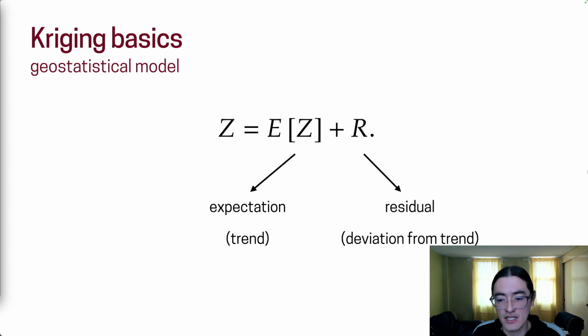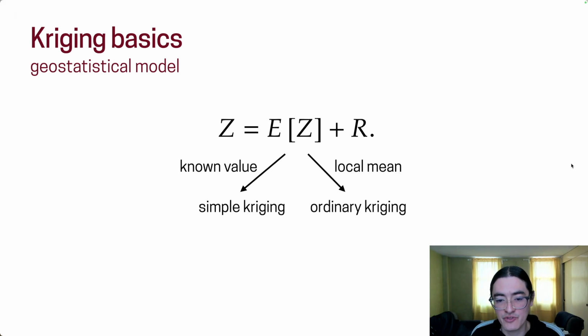So in practice, what we care about in terms of kriging is that different types of kriging, of which there are many, have different assumptions in terms of what should be the expectation and what should be the residual. For this lesson, we have covered two types of kriging mostly, simple kriging and ordinary kriging.